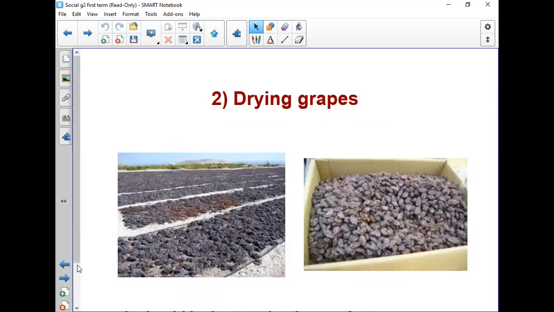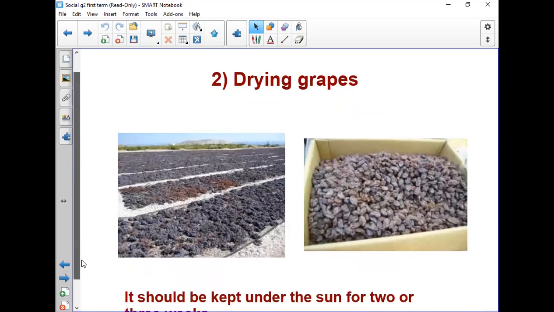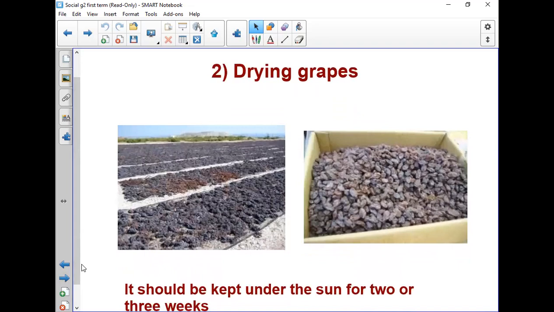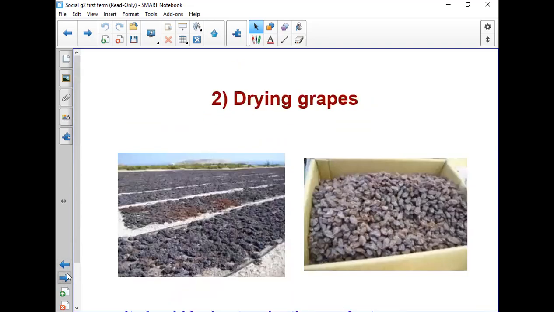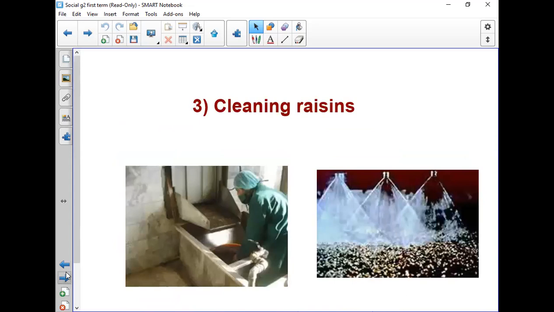It means that we should leave the grapes in the sun from 2 to 3 weeks to be dried, okay? Because of course, grapes have water inside. So when we leave grapes in the sun from 2 to 3 weeks, the water inside the grapes will be dried, okay? So first, picking grapes, drying grapes, cleaning raisins. We leave it in the sun from 2 to 3 weeks.